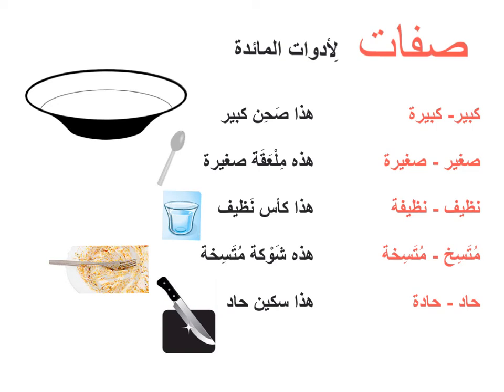And the opposite of نظيف, عكس نظيف, is متسخ. متسخ is unclean, dirty. How can I use it in a sentence? هذه شوكة متسخة. In the feminine form, of course, because شوكة is مؤنث. So I put متسخ in the feminine form, which is متسخة. And pay attention, the adjective comes after the noun.